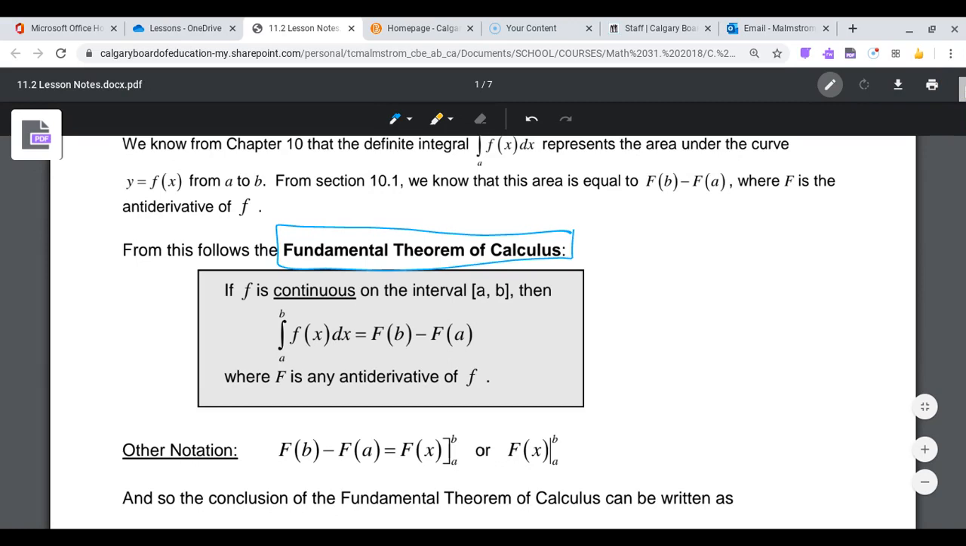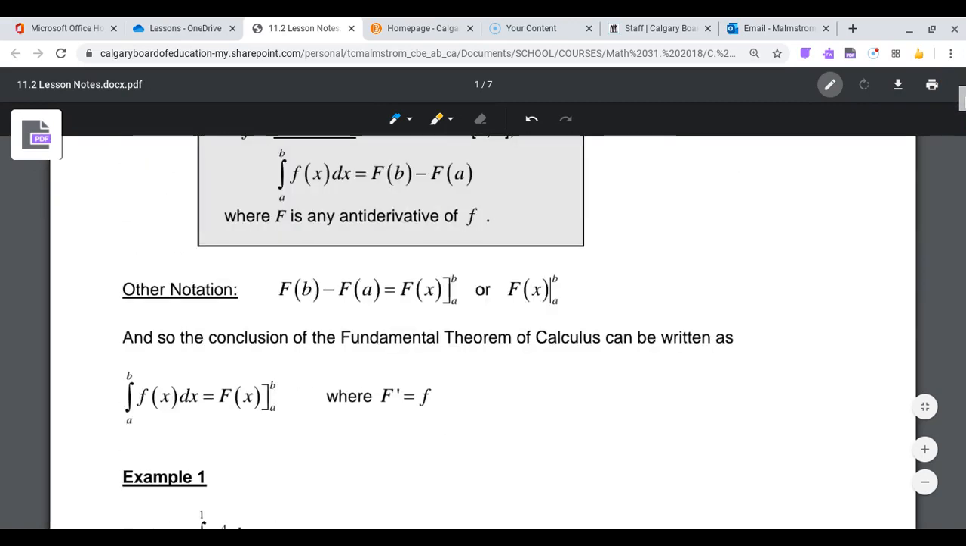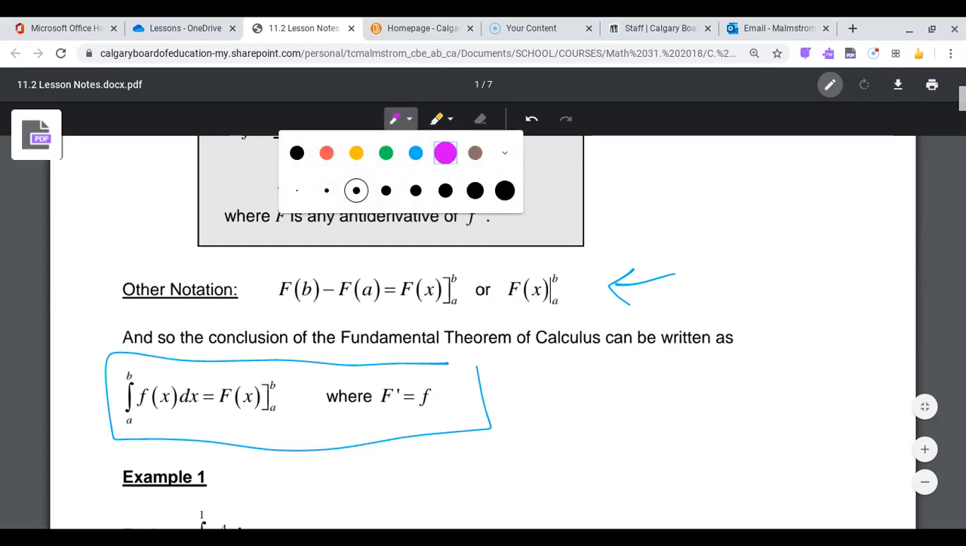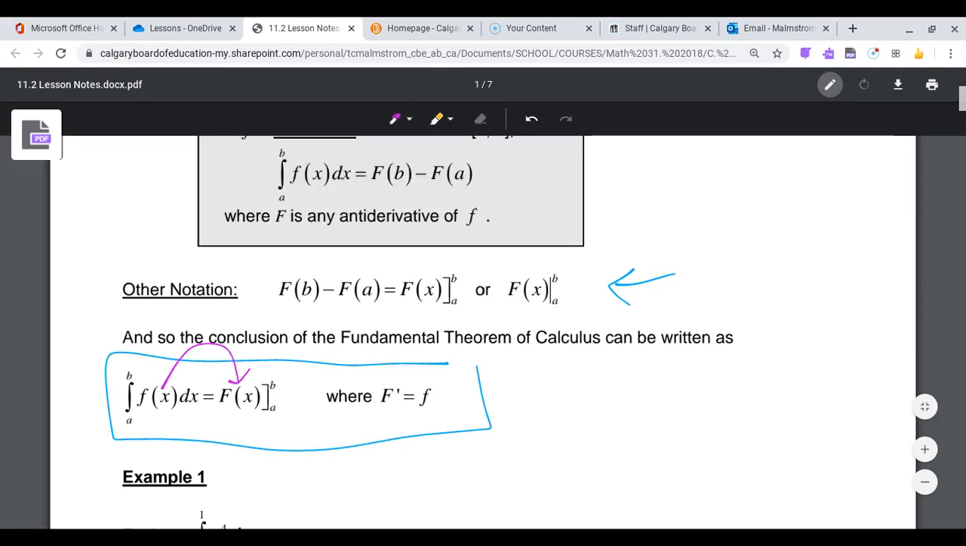We've done this already. Other notation, we saw this in chapter 9. F of b minus F of a could be just written as F of x with a square bracket from a to b or a vertical line. And so here's the conclusion. Here is what we are going to be working with today and have already seen. If I take the antiderivative of little f, then I get big F, and then I'm evaluating it on a closed interval. So to check your answer, big F's derivative should be little f. All right, let's give this a go.